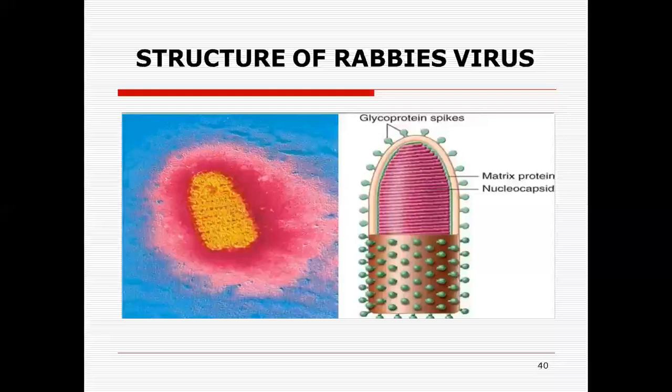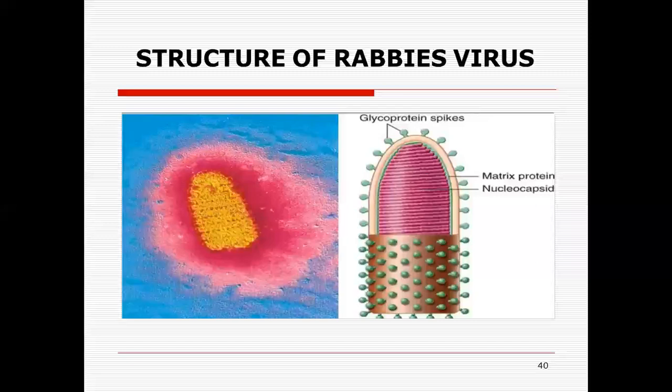So this is very important. In all viral diseases, the glycoprotein spikes are very important because they provide the basis for the adherence and attachment of the virus to the specific tissues in the body. The replicative cycle of the rabies virus is very interesting.